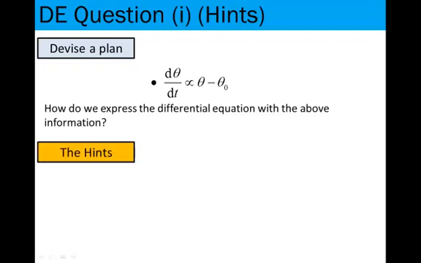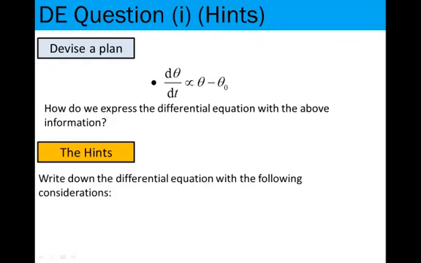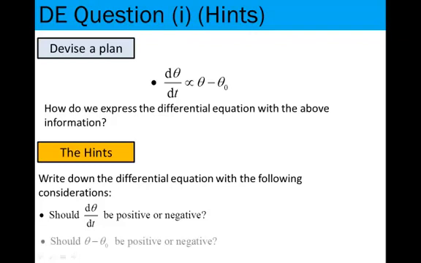The things that we need to consider though are, number one, should dθ/dt be positive or negative? Should the temperature of an object, which is hotter than the surrounding, be increasing or decreasing with time? Secondly, should θ minus θ0 be positive or negative? By considering these two questions, you should be able to write down the differential equation.